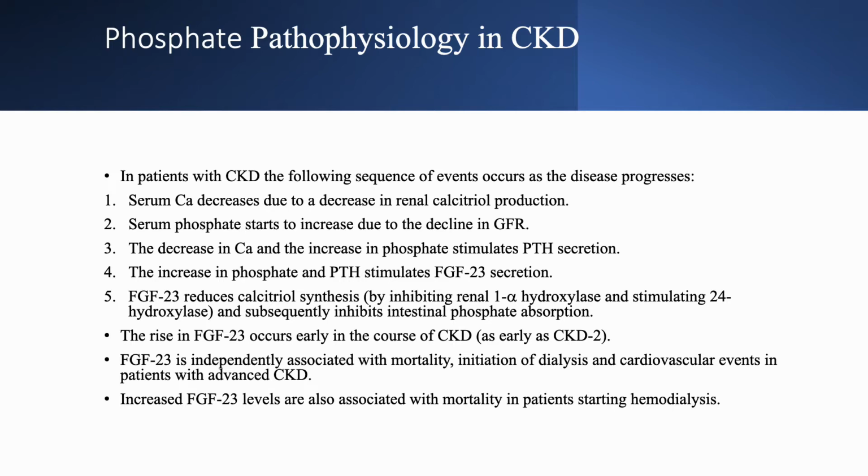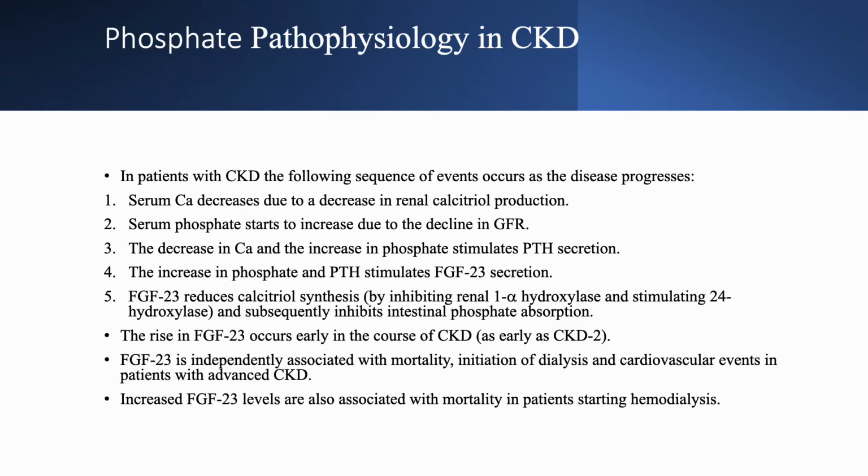Now we'll discuss phosphate pathophysiology in chronic kidney disease. I kind of alluded to all that in the previous lecture. In patients with chronic kidney disease, serum calcium decreases due to a decrease in calcitriol. When you have chronic kidney disease, you are going to make less 1,25-dihydroxyvitamin D3 or calcitriol. Also, when you have a decline in GFR, phosphate is going to accumulate. So now we have a decrease in calcium and an increase in phosphate. This is going to stimulate PTH secretion, by acting on the calcium sensing receptor.